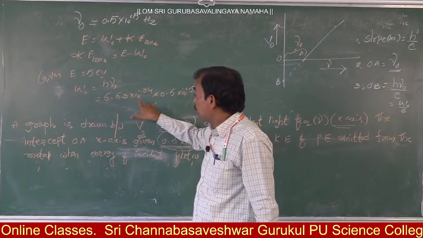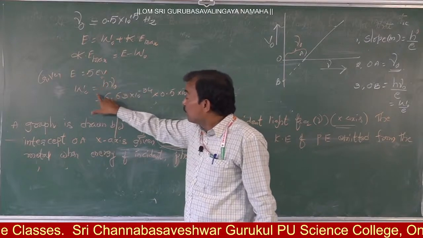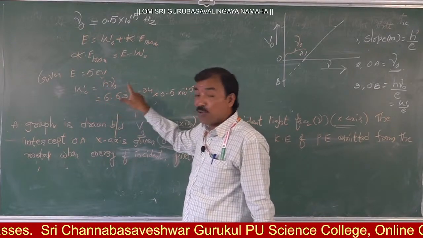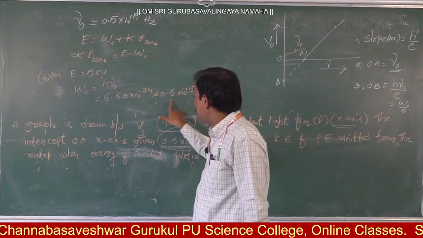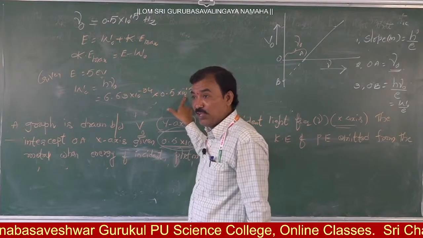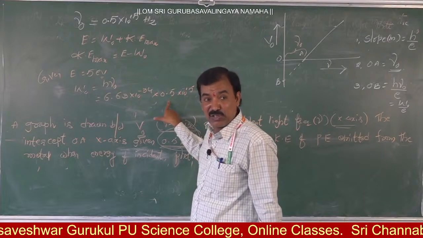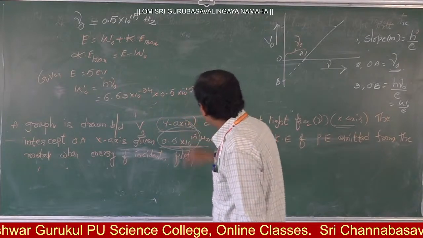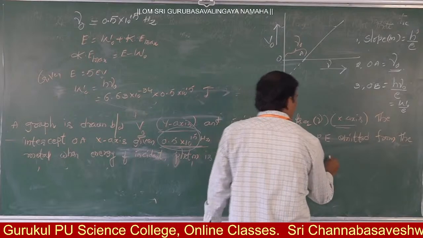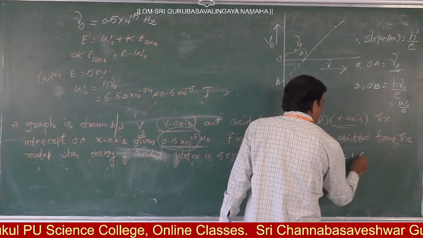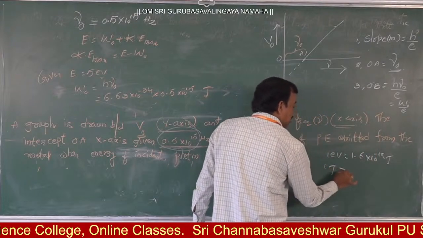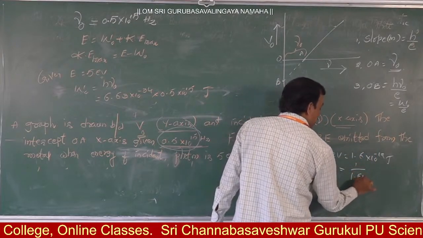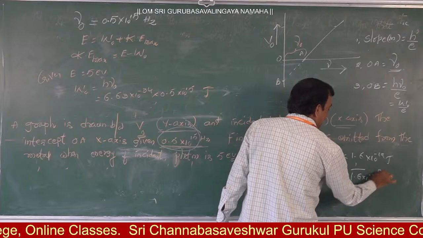So W naught is equal to H times nu naught, which is 6.63 × 10^-34 times 0.5 × 10^15 joules. Now we have to convert it into electron volt. 1 electron volt is equal to 1.6 × 10^-19 joules. So 1 joule is equal to 1 by 1.6 × 10^-19 electron volt.